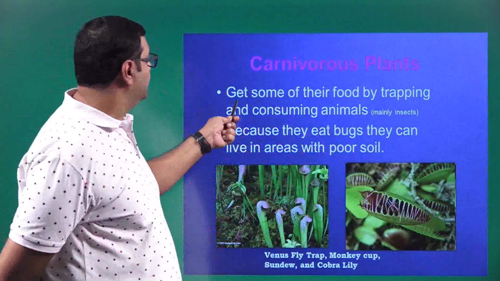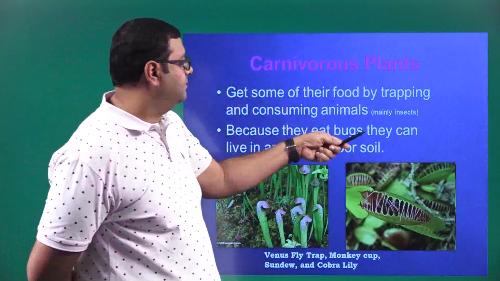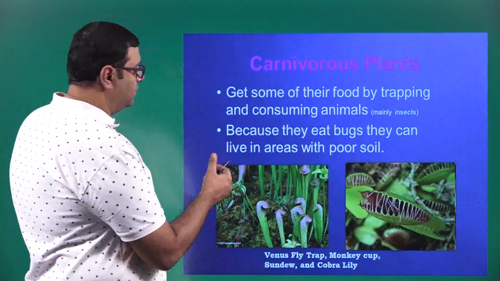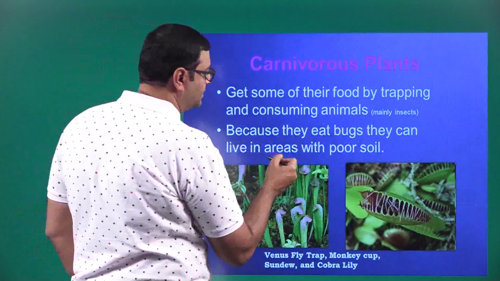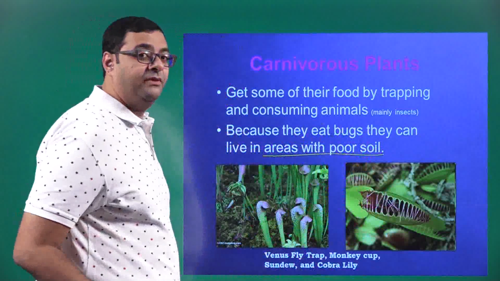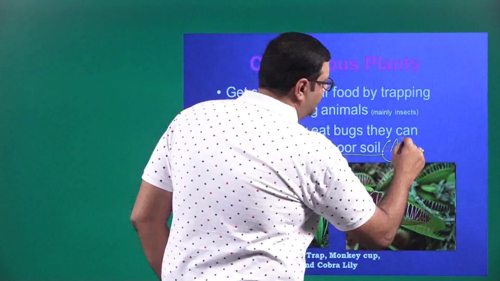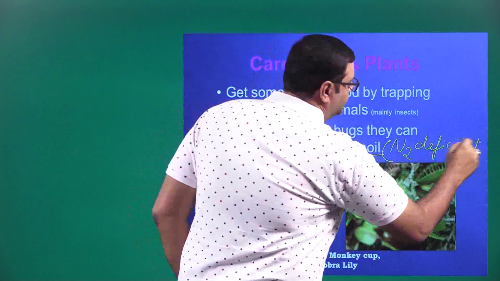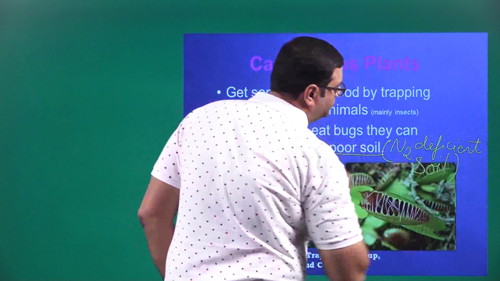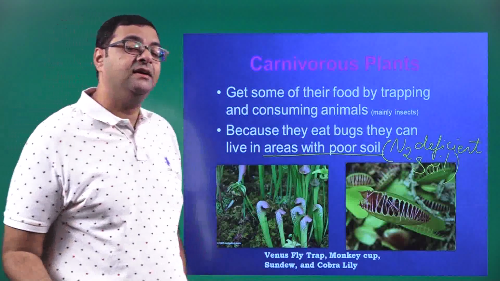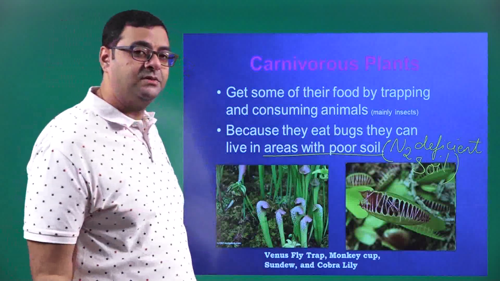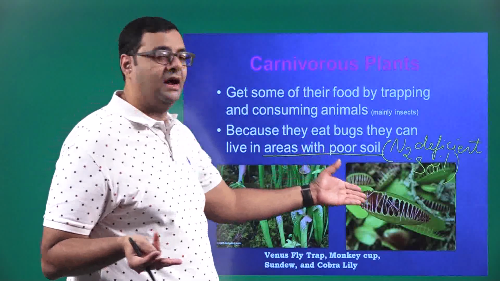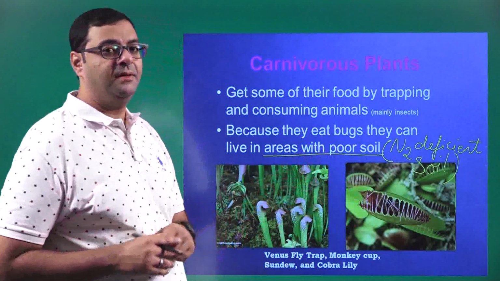But here, they get some of their food by trapping and consuming animals, mainly insects. Insects are also considered animals, so that's why I have written it like that. Now, because they eat bugs, they can live in areas with poor soil. When I say poor soil here, that is nitrogen-deficient soil. So that is why they have modified themselves. The leaves have modified themselves, and some stems are modified. Depending on the type of modification, the plant traps insects. The mechanism of trapping the insects is seen.